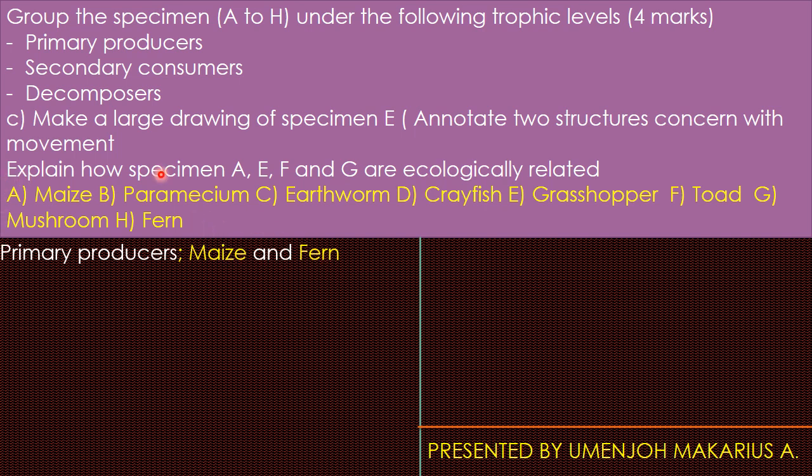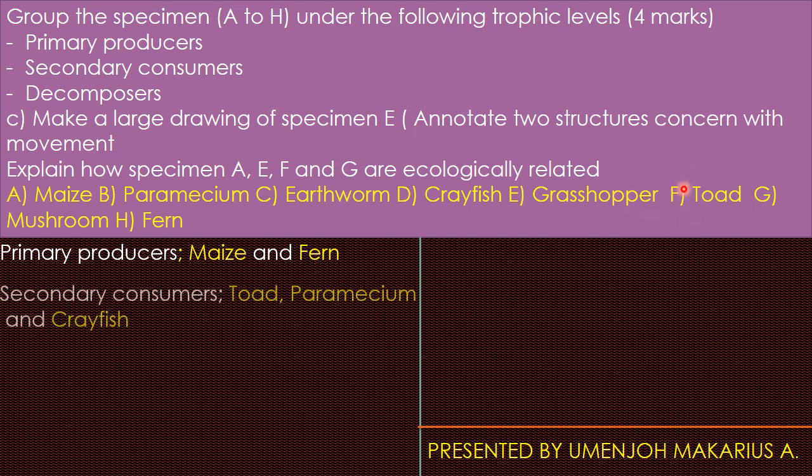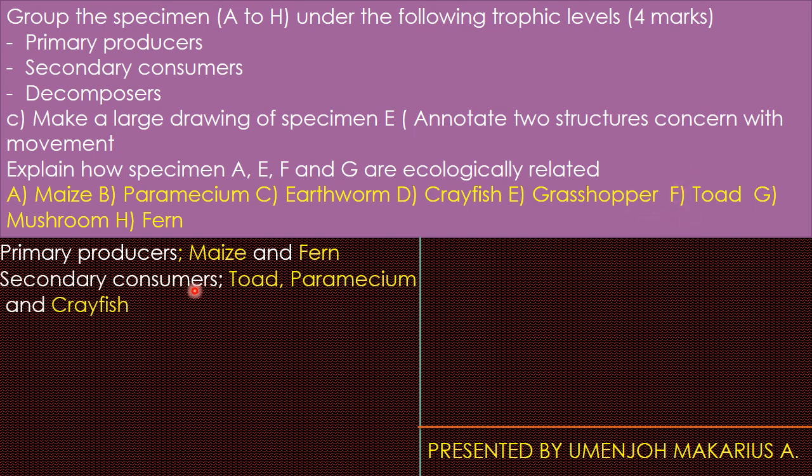Good. Then under secondary consumers, we talk about organisms that feed on this maize and fern. Good. So from the look of things, we see that the paramecium is 1, the crayfish is 1, the grasshopper is 1, and the toad is 1. Good. So we are simply going to have the toad, paramecium, and the crayfish under secondary consumers.